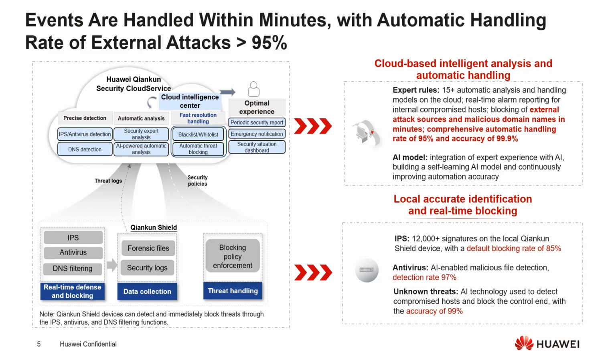The cloud service uses the threat intelligence, threat detection algorithm, and AI models to automatically analyze threats and deliver the security policies to Qiankun Shield to intercept threats. The cloud edge collaboration security architecture is used to prevent external intrusions, detect the internal risks, and also intercept the malicious files at the network borders.